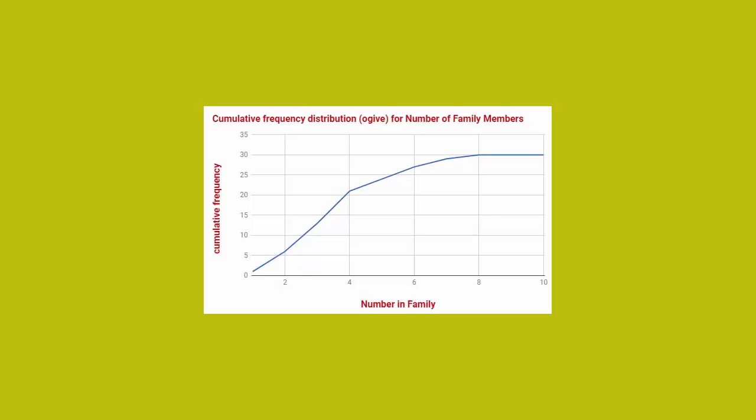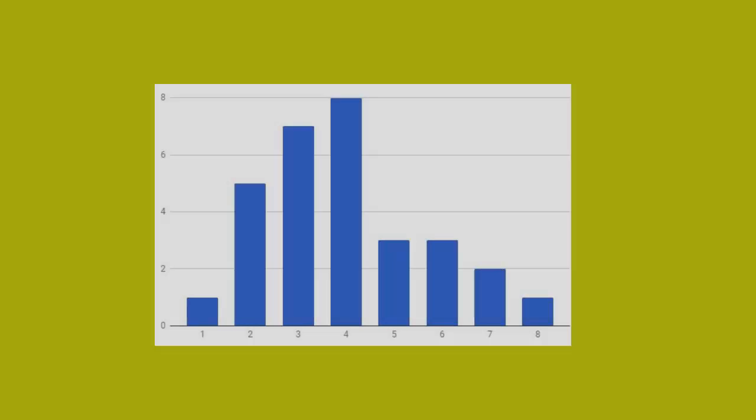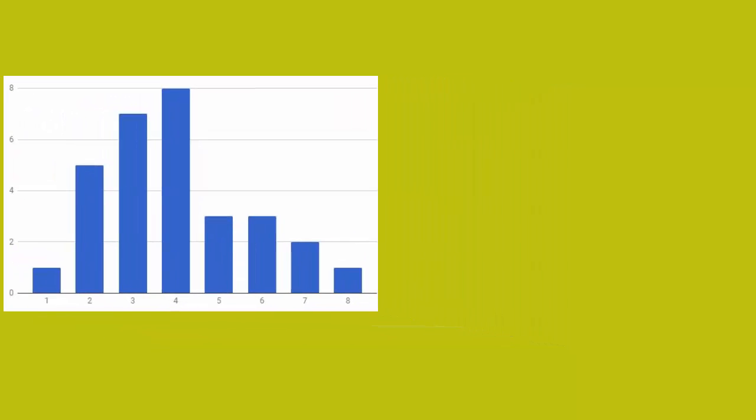Here's a picture of an ogive. It accumulates frequency as the x variable values increase. To better comprehend, let's start with our histogram on family sizes. Notice that there was only one family with one person and 5 families with 2 people.